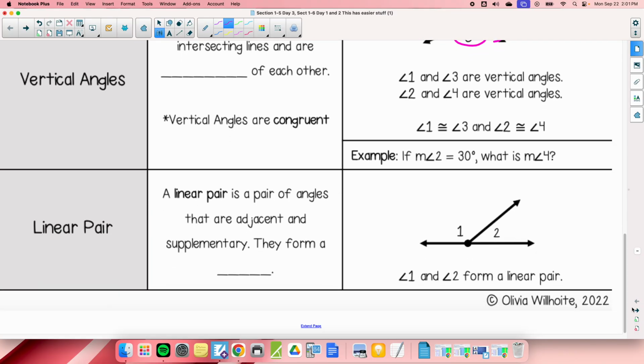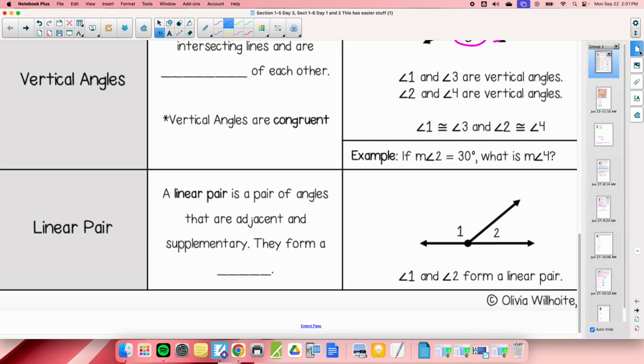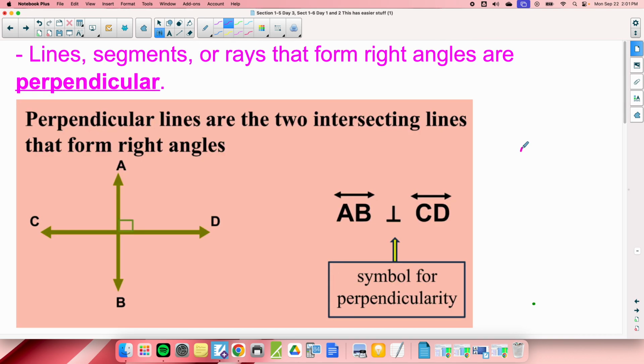Okay? A linear pair is 2 angles that form a line. So how many degrees would they be? 180. Very good. All right. So this is something we have not talked about yet. So let's pay attention to this.